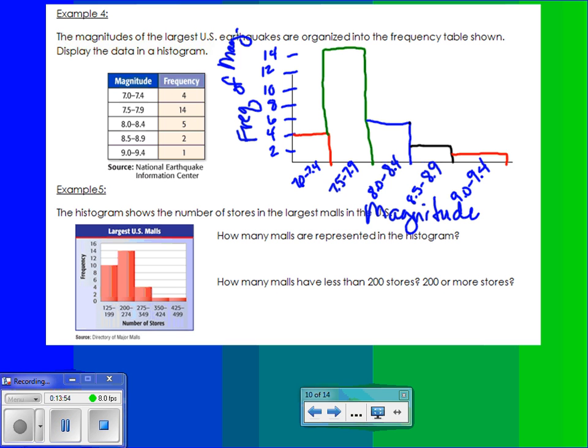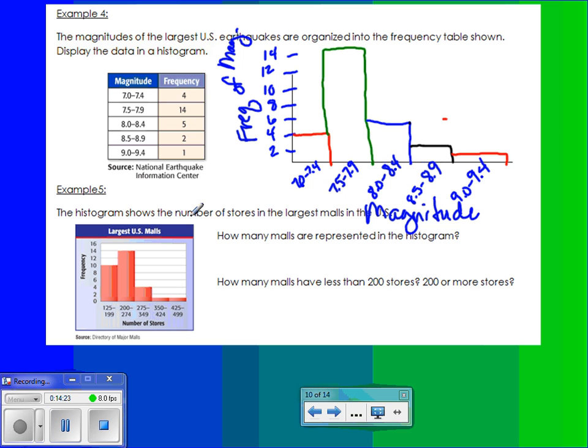All right, why would it not be a good idea to color all your bars the same color? They all look the same, and if you've got 2 or 3 intervals down here that are the same number, they kind of all run together. It's hard to tell where one starts and stops. Not that that's important, but it looks better when you're presenting something to have all your bars be different colors. So there's some real world application.